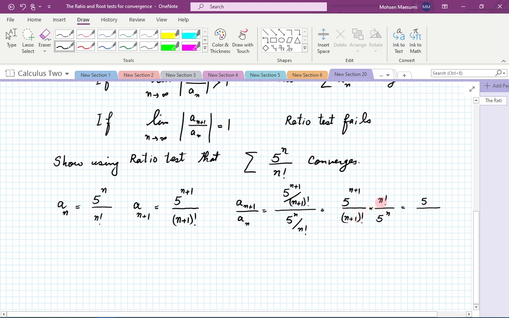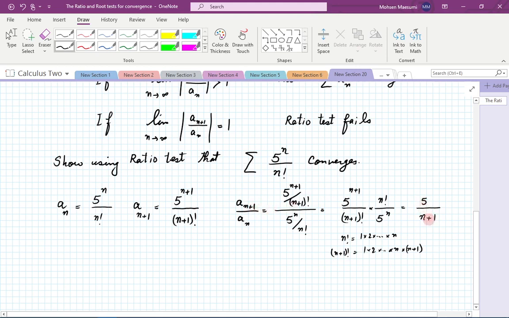What is n factorial over n plus 1 factorial? So let's remember, n factorial means product of all numbers up to n. And n plus 1 factorial, well, you go all the way to n, and then you have one more term, n plus 1. So if you take a ratio of these two, this part is going to cancel out, and all we are left with is n plus 1.